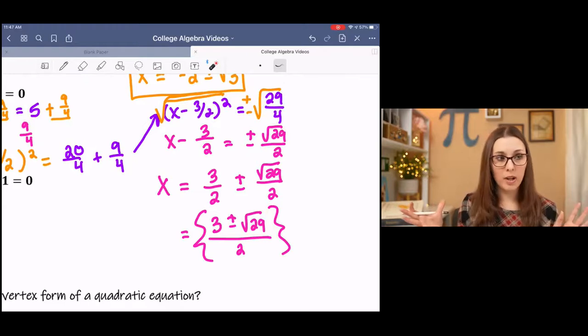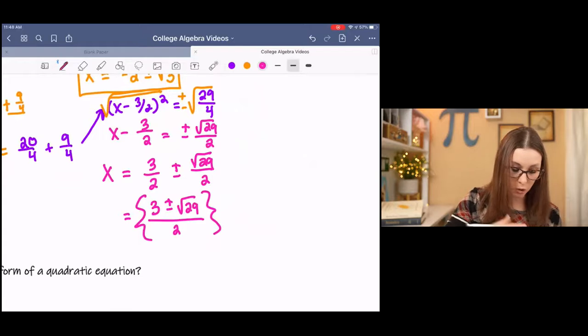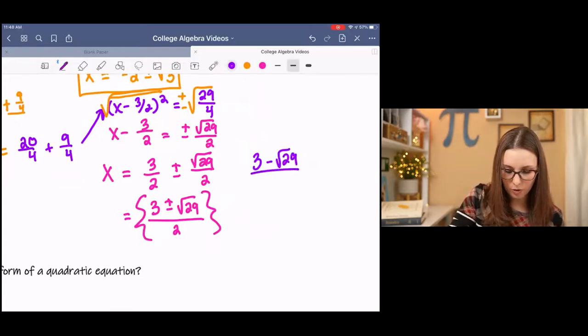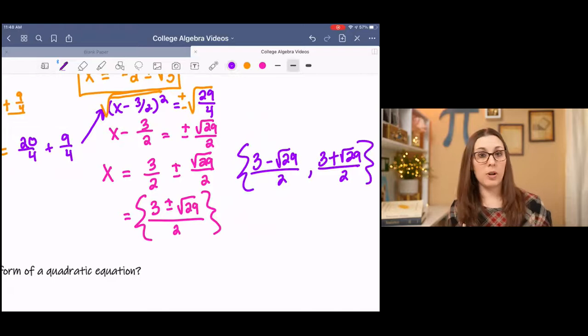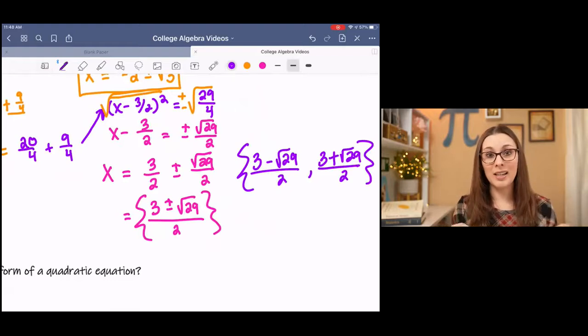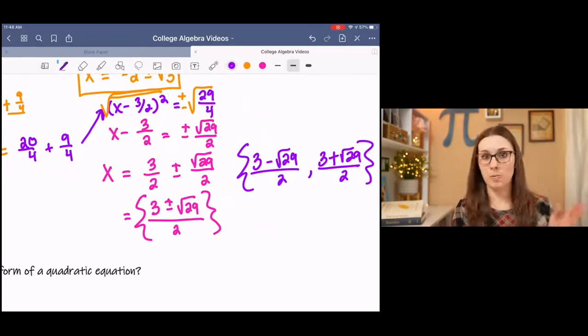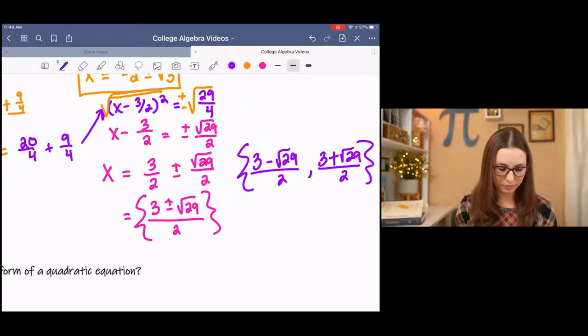You could find the decimal answers. In your homework, it may want the 2 separate answers of 3 minus square root 29 over 2 and 3 plus square root 29 over 2. That's fine. You can also find the decimal answers of those and round. That would be fine. But if you leave it in fraction form, then you end up with this nice, neat, exact solution. And these exact solutions are really important, especially if you're going on in higher mathematics. You're going to need those exact solutions.